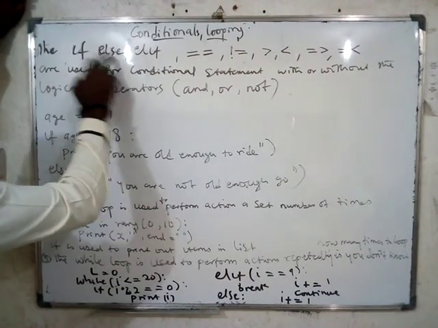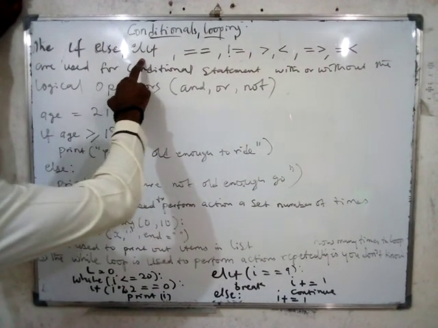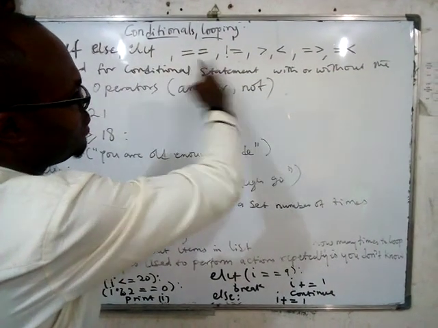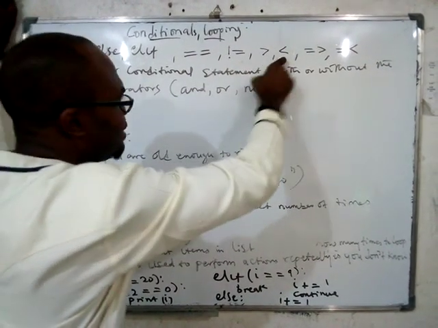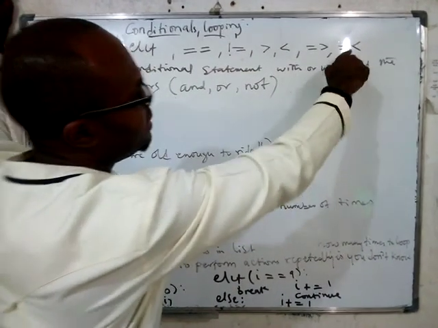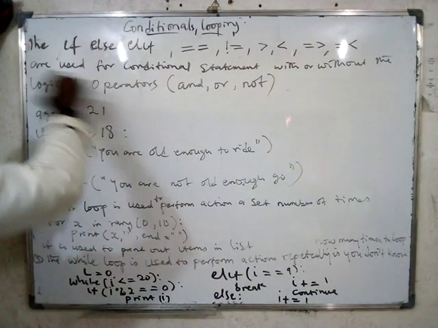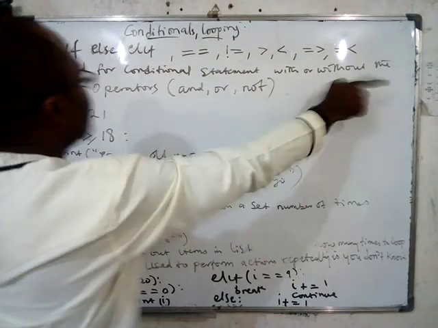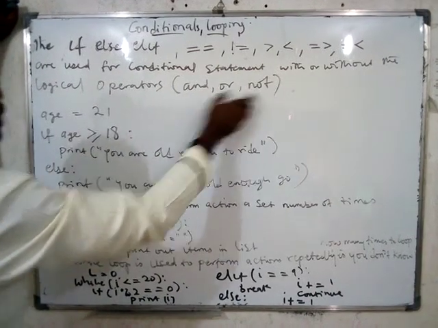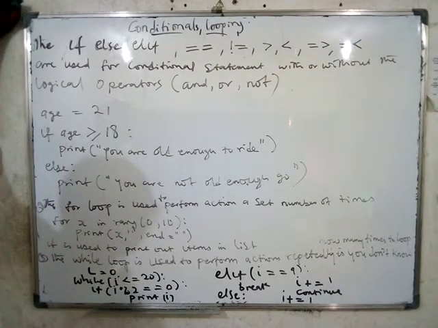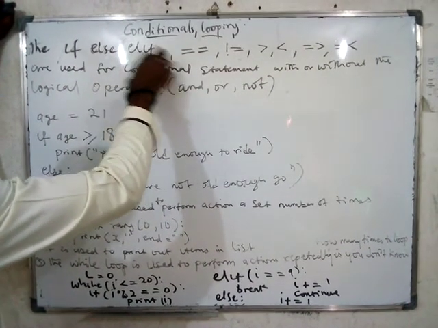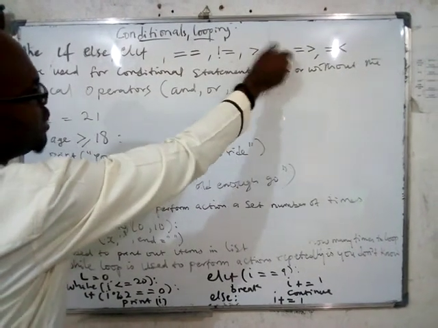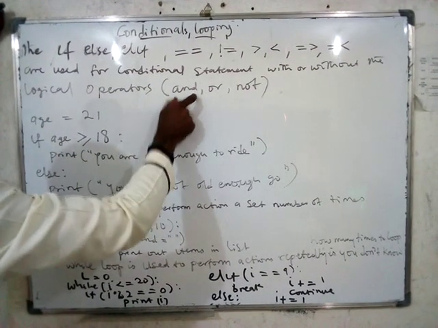So the if-else or elif statements in combination with these operators: this is equal to, this is not equal to, this is greater than, this is less than, this is equal to or greater than, this is equal to or less than. So this if-else statement with these operators is used for conditional statements with or without the logical operators. These are the logical operators: and, or, not. So when you want to combine two operators together, when you're asking whether something is equal to or less than or greater than, if you want to combine any of these two, you use and, or, not.